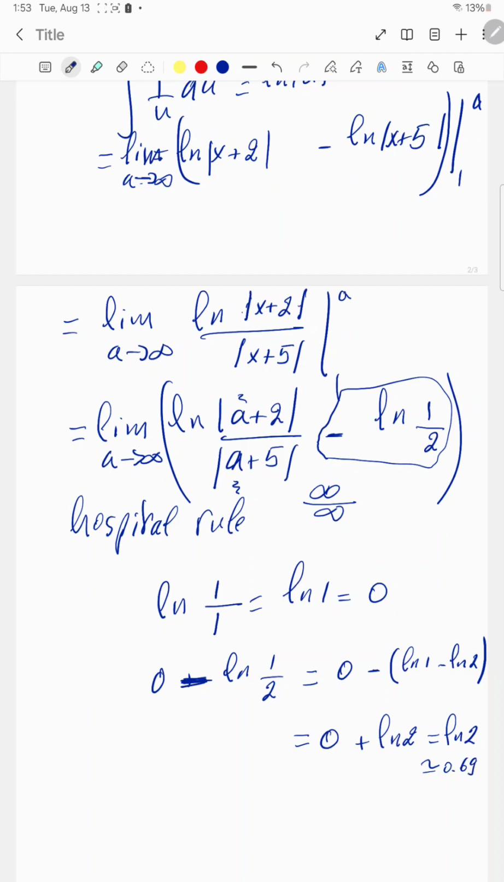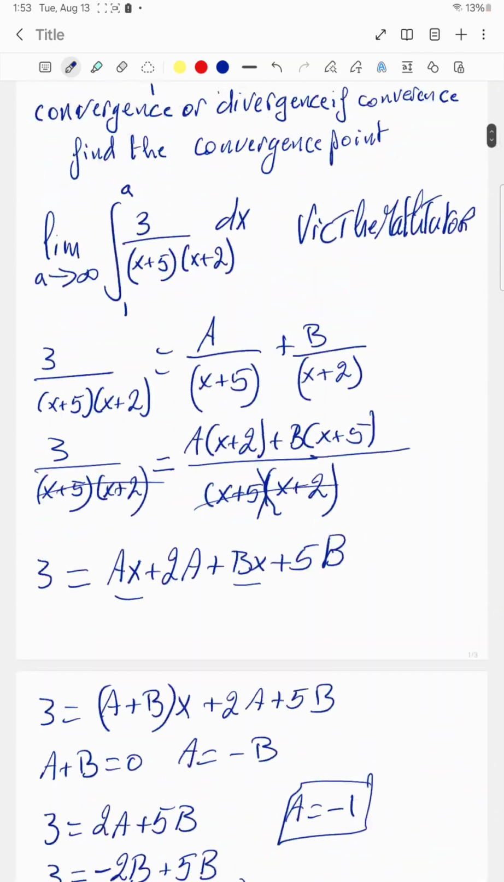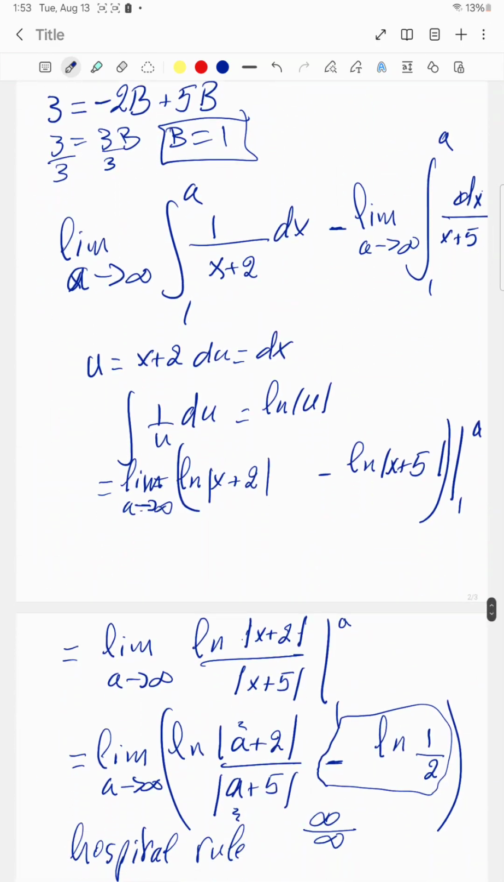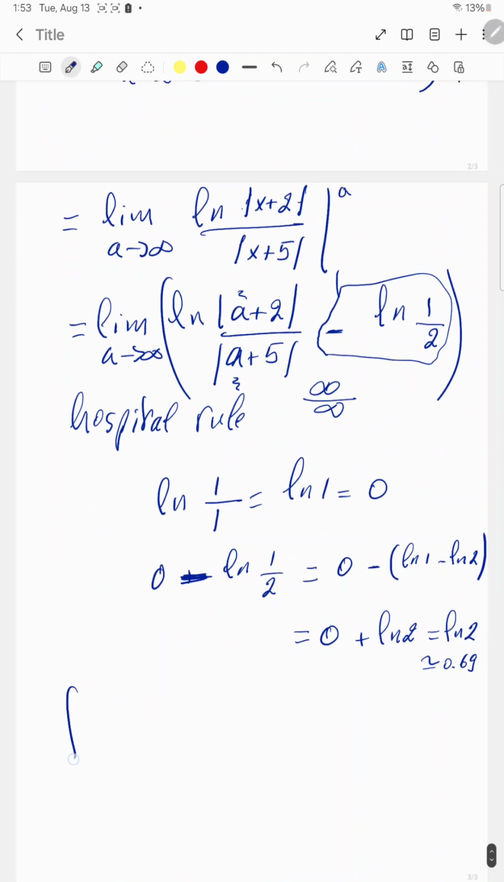So because I have a limit here, I can say that this integral converges to 0.69. So the integral of 3 divided by (x plus 5)(x plus 2) dx between 1 and infinity converges to 0.69.